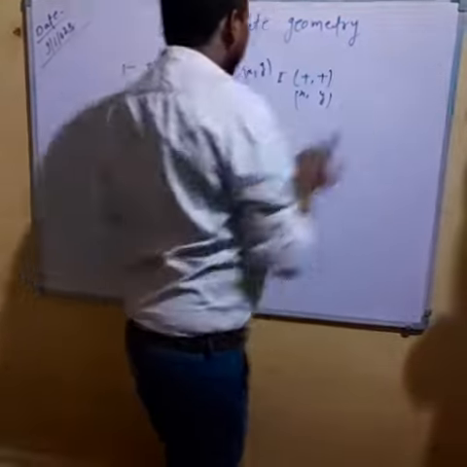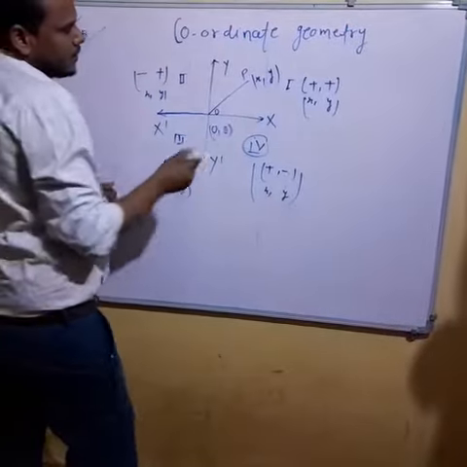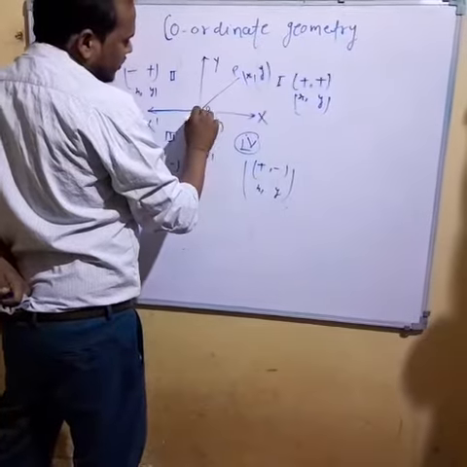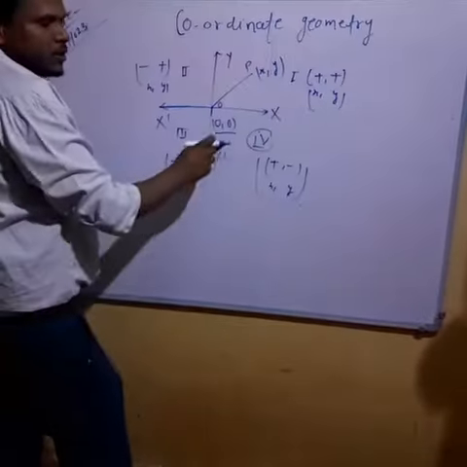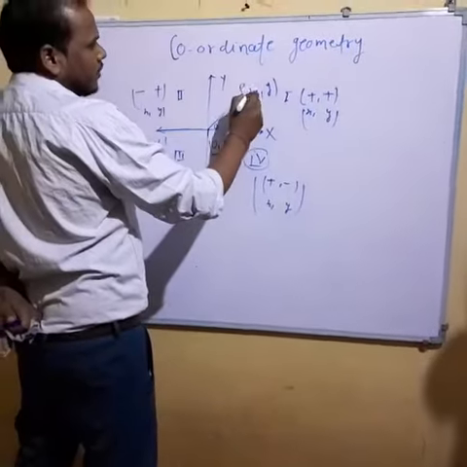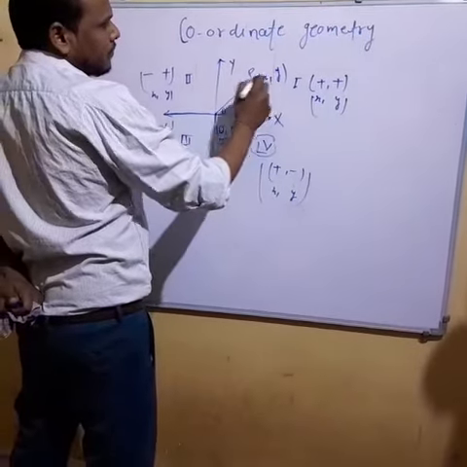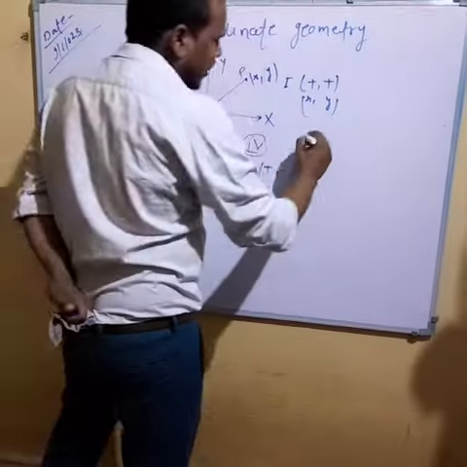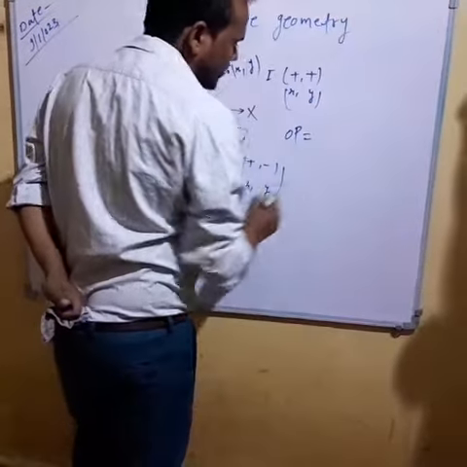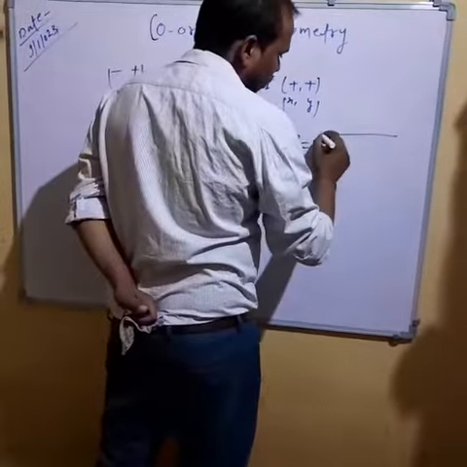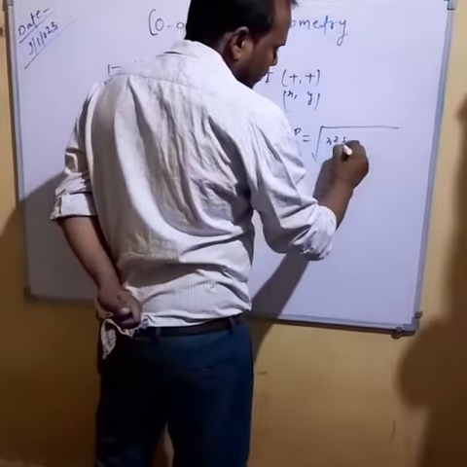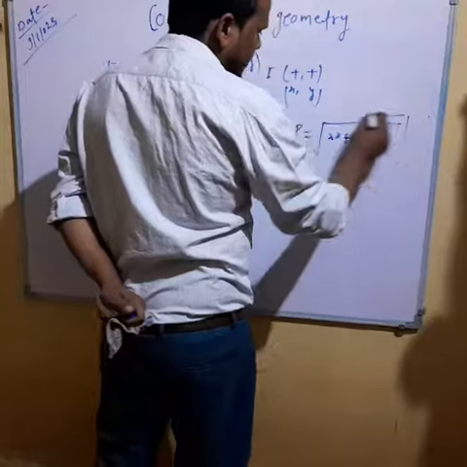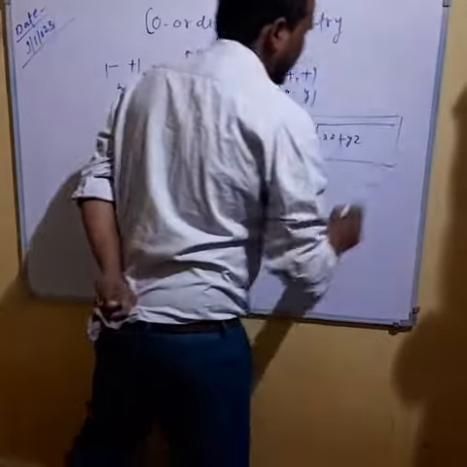We will learn about coordinates. The second topic is the distance between two points. The origin is the zero point. The coordinate of the origin is (0, 0). Suppose there is a point named P, then we can find the distance OP. You know that the distance between the origin and any point is the square root of x square plus y square. This is the distance between the origin and any point.